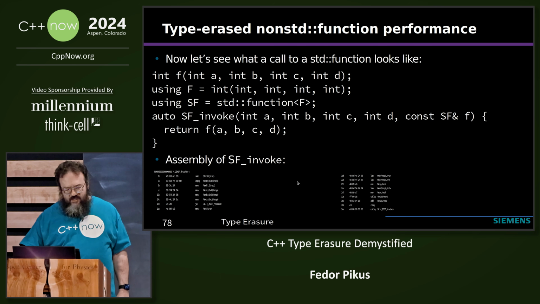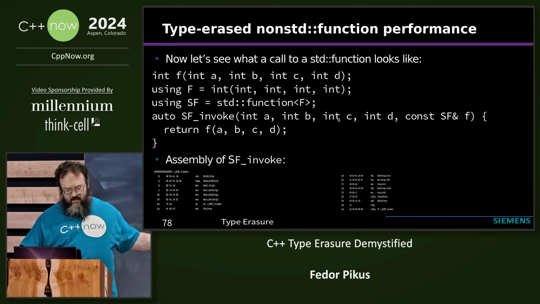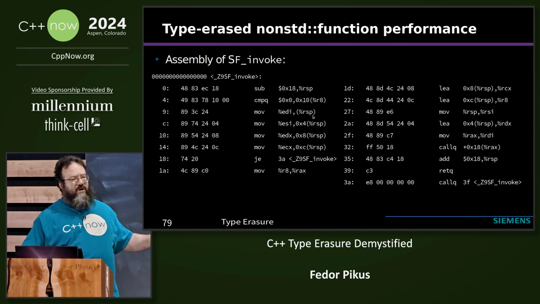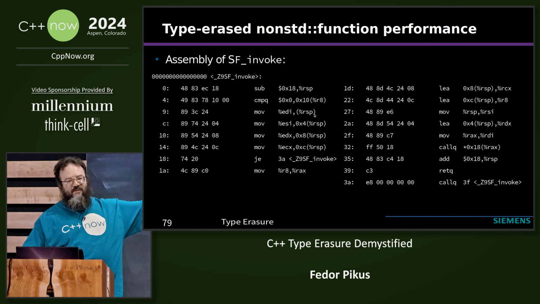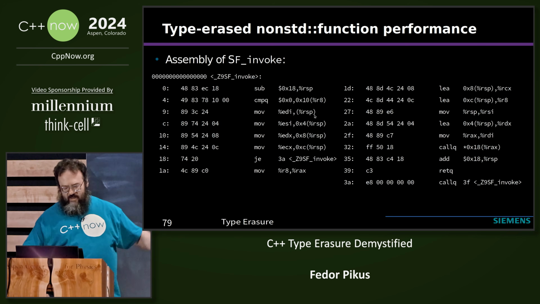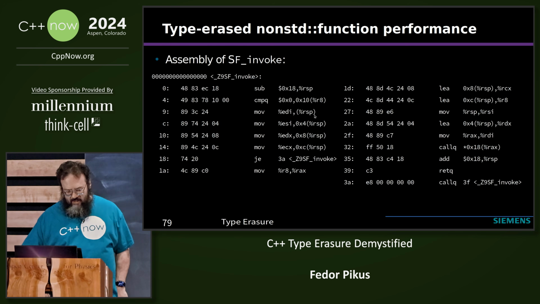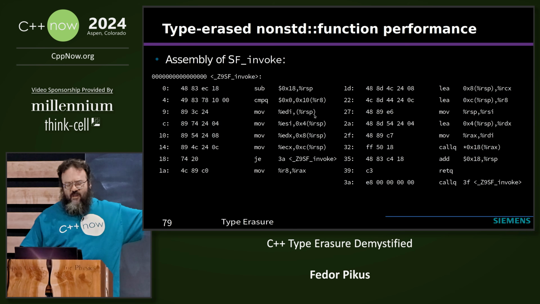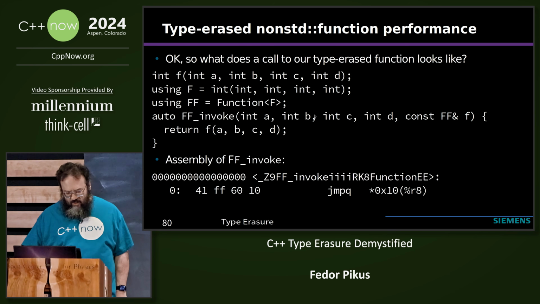Okay, let's see what std::function looks like. So I have the same function, the same type. std::function of f is sf, and I have a function that invokes a std::function of that signature on the same 4 arguments. Okay, fine. I'll make it a little bigger. That's what the assembly looks like for std::function. Well, that's GCC 13. I mean, other compilers might do different things. GCC 13 did that on x86.